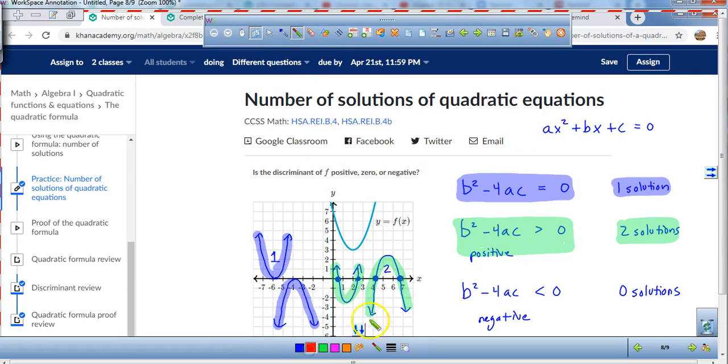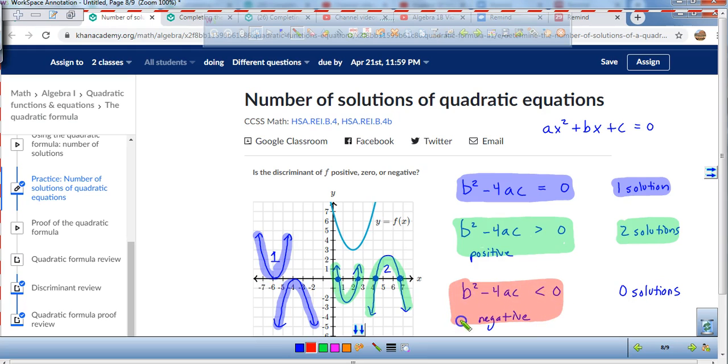And last but not least, we have b squared minus 4ac is negative. I didn't do a very good job of drawing there. My kindergarten teacher would not be happy with my coloring abilities. Sorry about that, Mrs. Nicole.